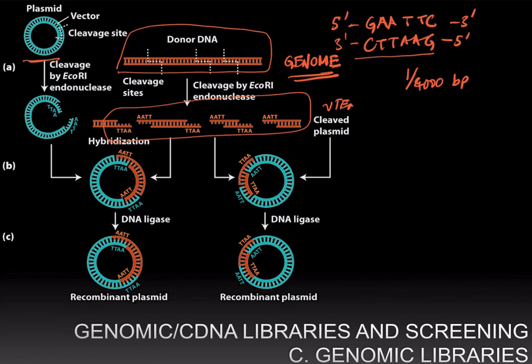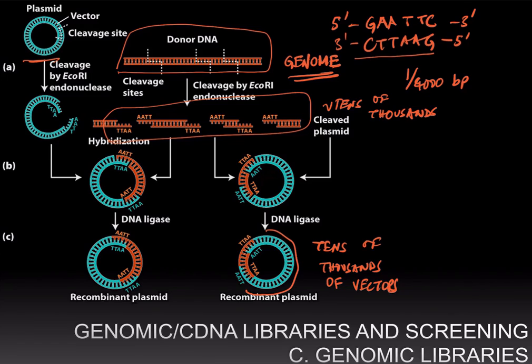except now, since we started with tens of thousands of fragments created by EcoR1, we will have tens of thousands of different vectors. The blue part of the vector is going to be the same in all of them, but this orange part is going to be different. It's going to be different DNA sequences, depending on which part of the genome randomly got ligated into that particular plasmid molecule.